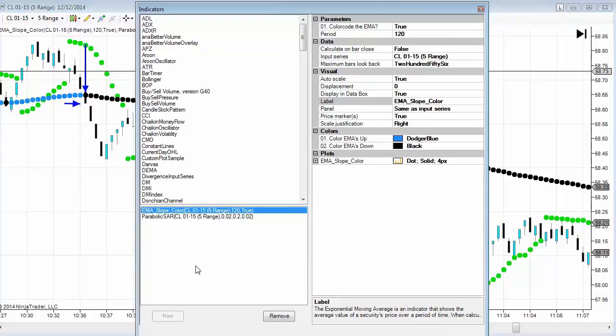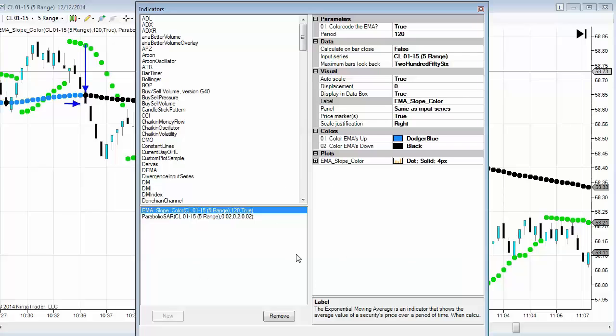And the Parabolic SAR was created by one of our favorite technical indicator developers, Wells Wilder. Wells Wilder of technical indicator fame lived not too far from our house at one point over here in Greensboro, North Carolina, which makes us love him even more. So we'll spend a little time here looking at some stuff that might help you.